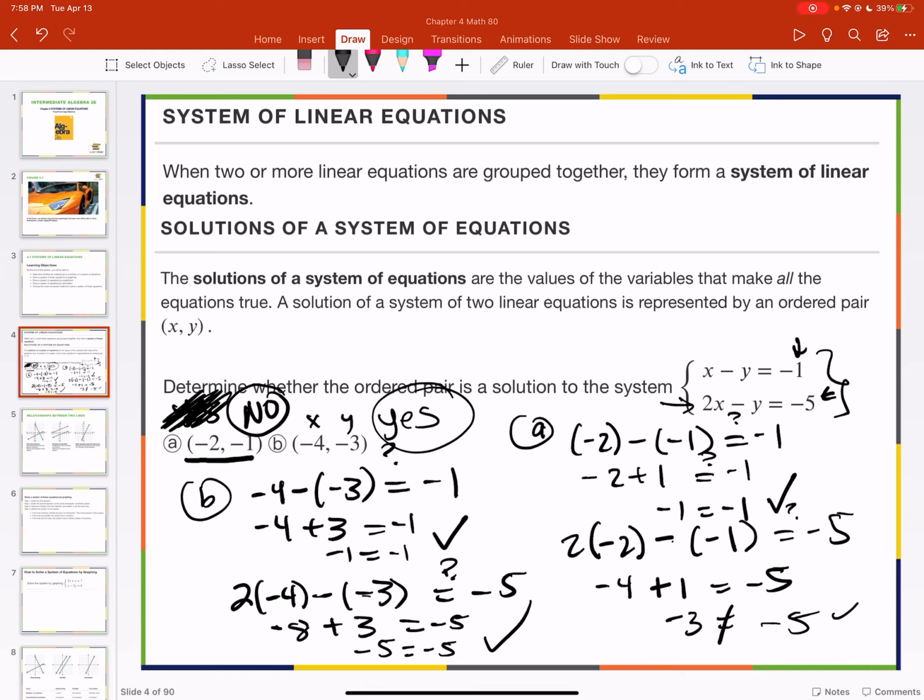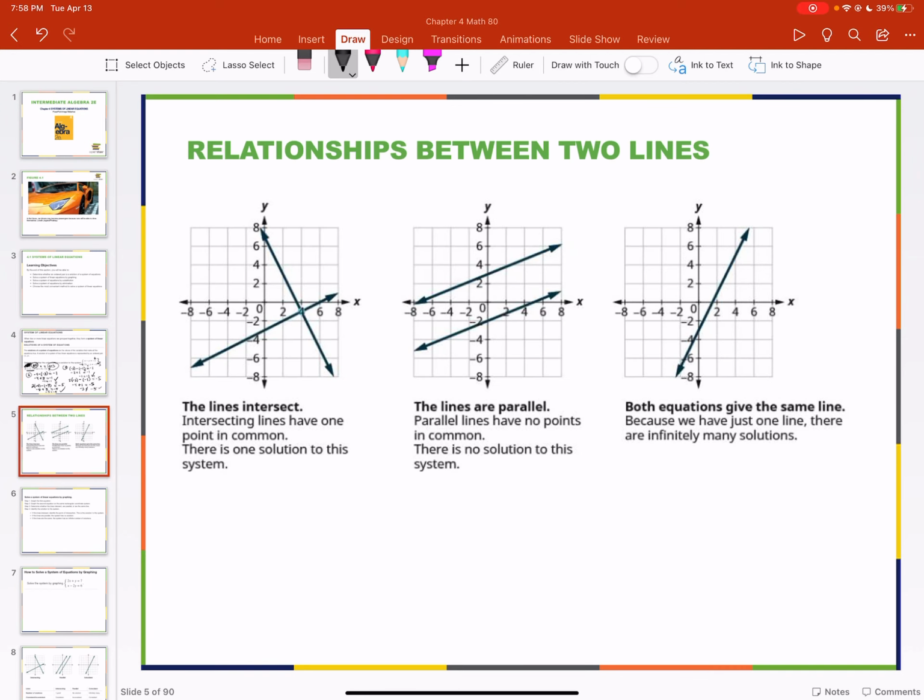So let's look at what are the possible relationships between two lines, okay? Either you have two separate lines that have different slopes and different y-intercepts, or maybe the same y-intercept but different slopes. They're going to intersect in one point, okay?